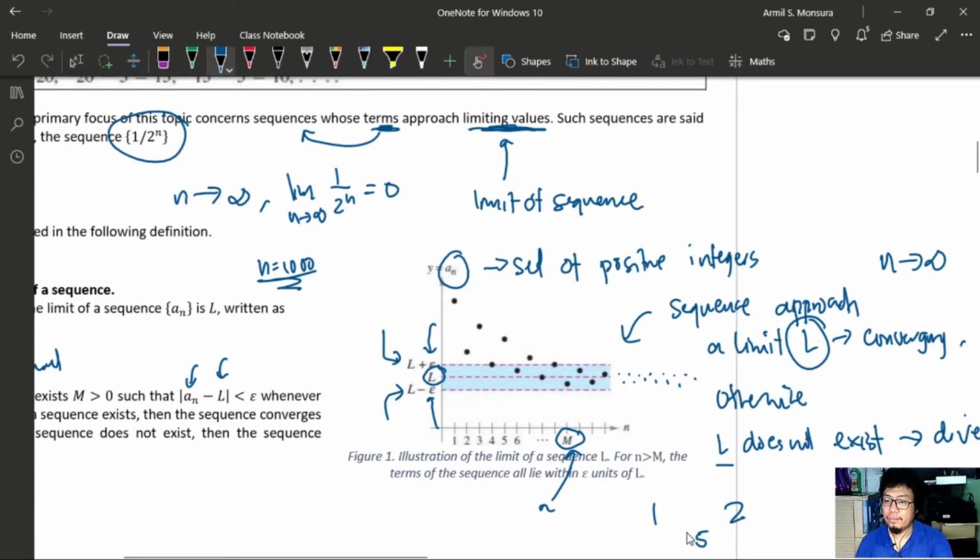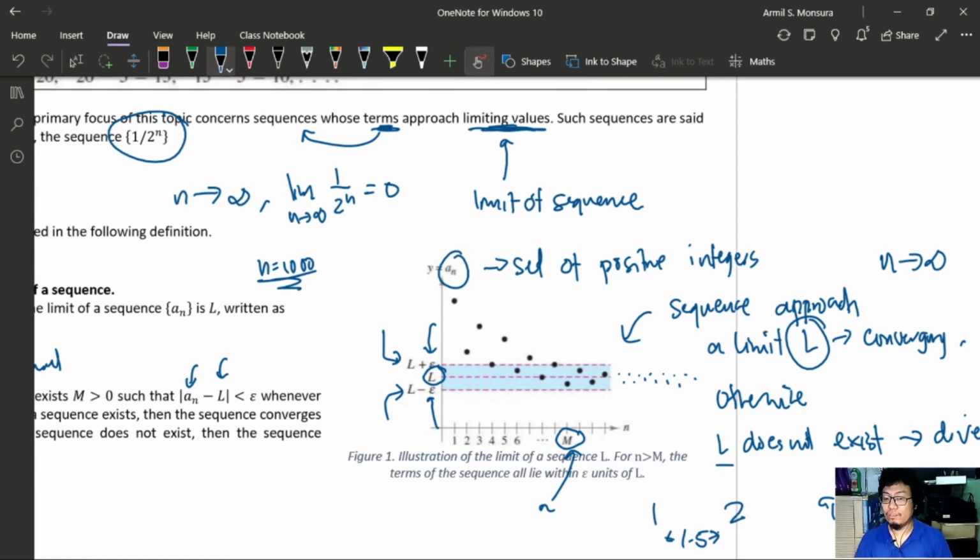So 1.5 is not included in the domain of a sub n, and neither is any other number between 1 and 2, like 1.1 or 1.0001. Those numbers are not included in the domain of a sub n. Therefore, there is no value for a sub n at those points. There is no such thing as a of 1.001.